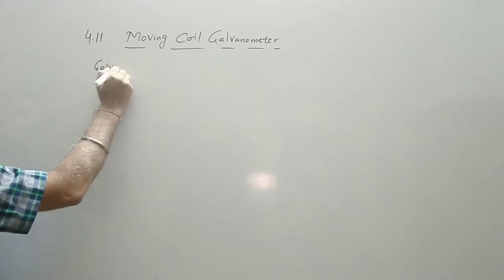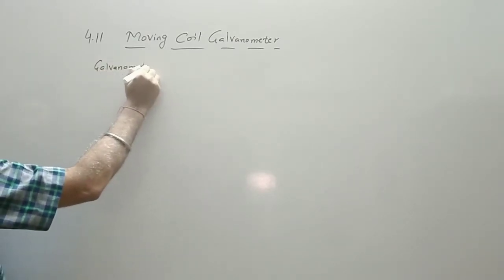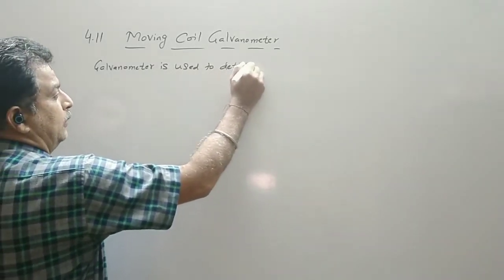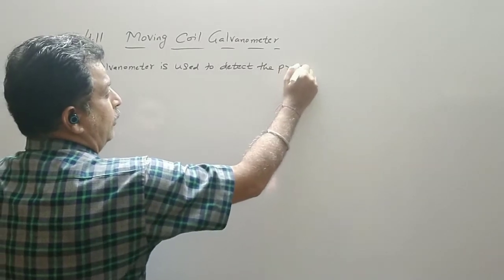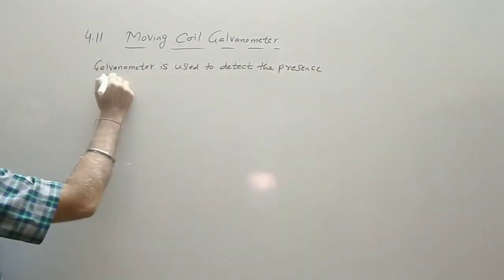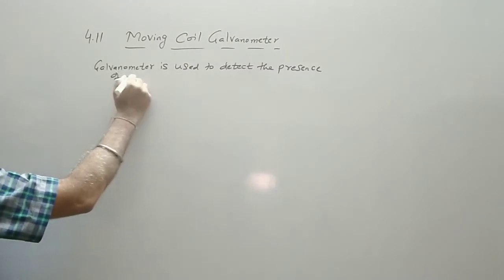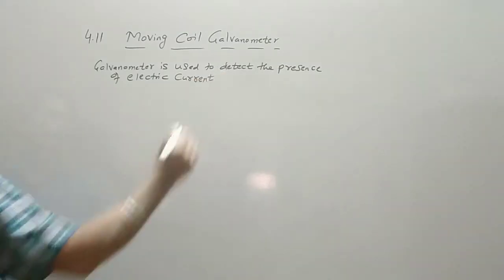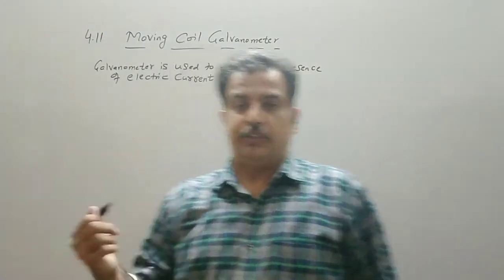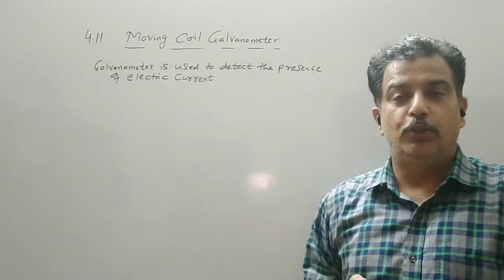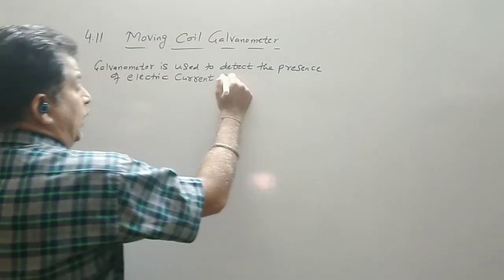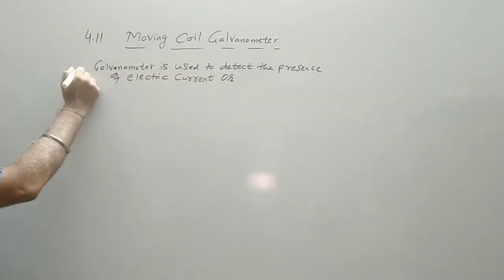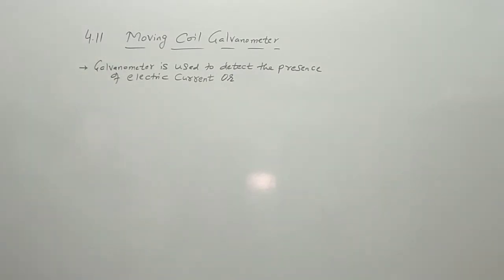So a galvanometer is used to detect the presence of electric current. If we want to detect whether the current is flowing or not in the circuit, we generally use a galvanometer, and we have to remember that it is a very sensitive device. We will see why we call a galvanometer a very sensitive device.